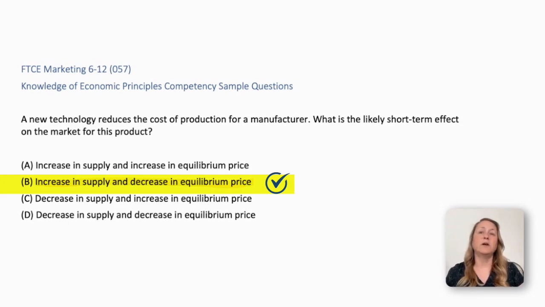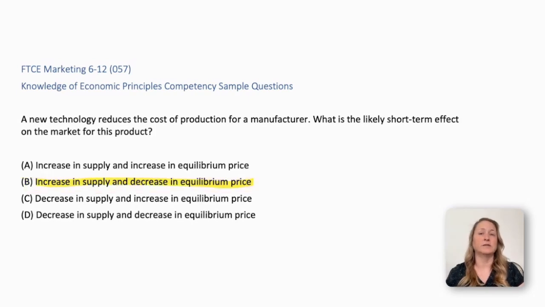A reduction in production costs typically increases the supply of the product because manufacturers can produce more at a lower cost. As supply increases, the equilibrium price tends to decrease, assuming demand remains constant because more products are available at a lower cost.